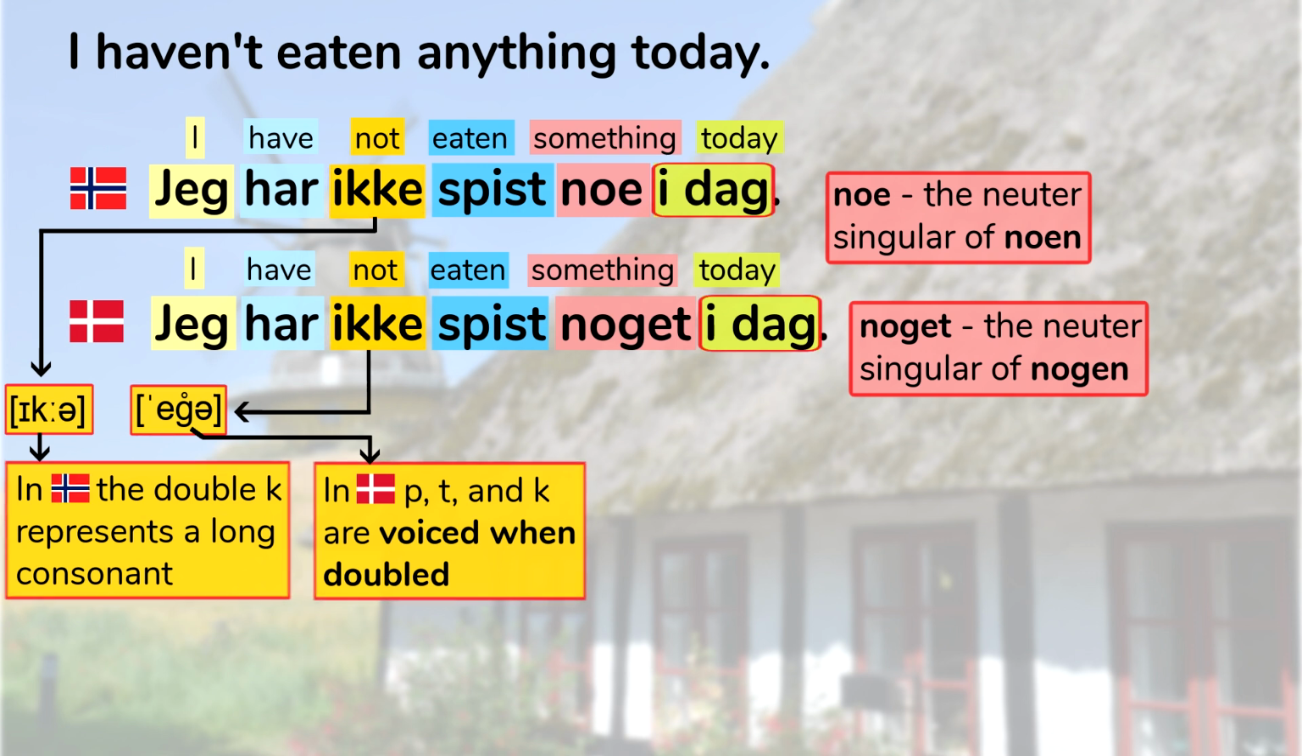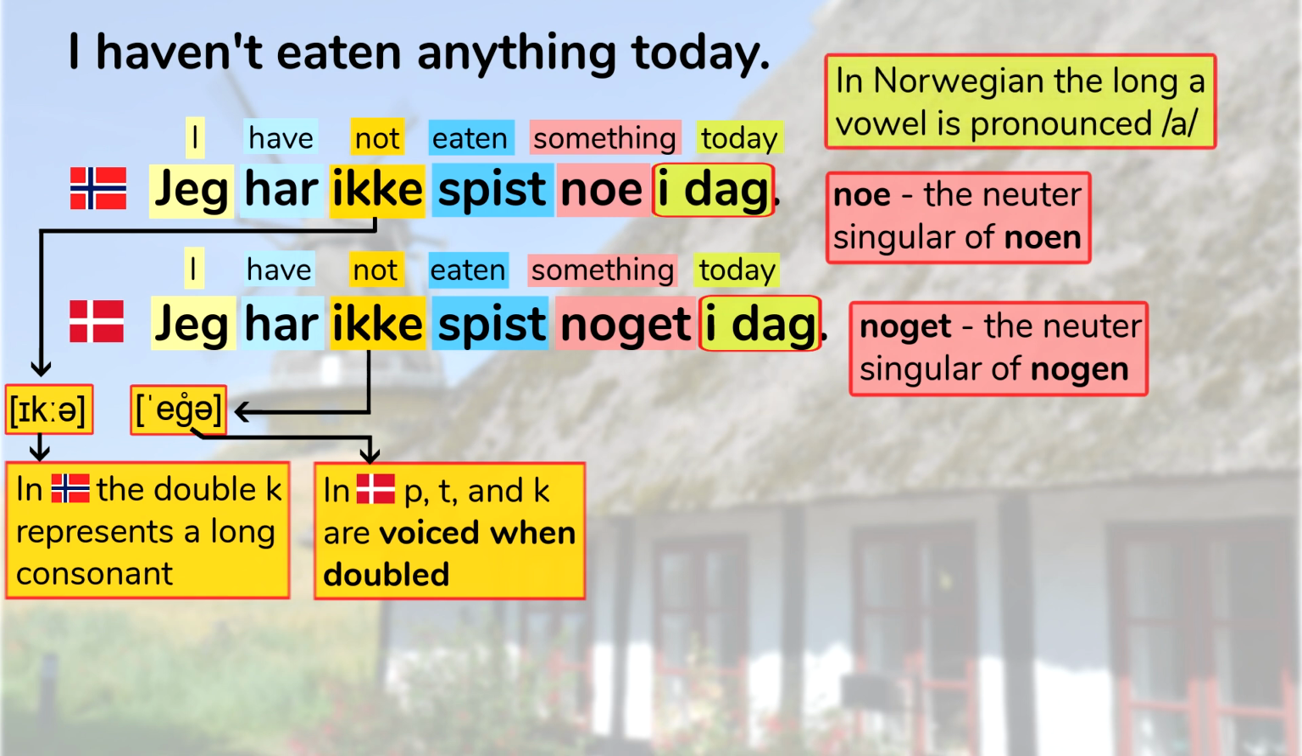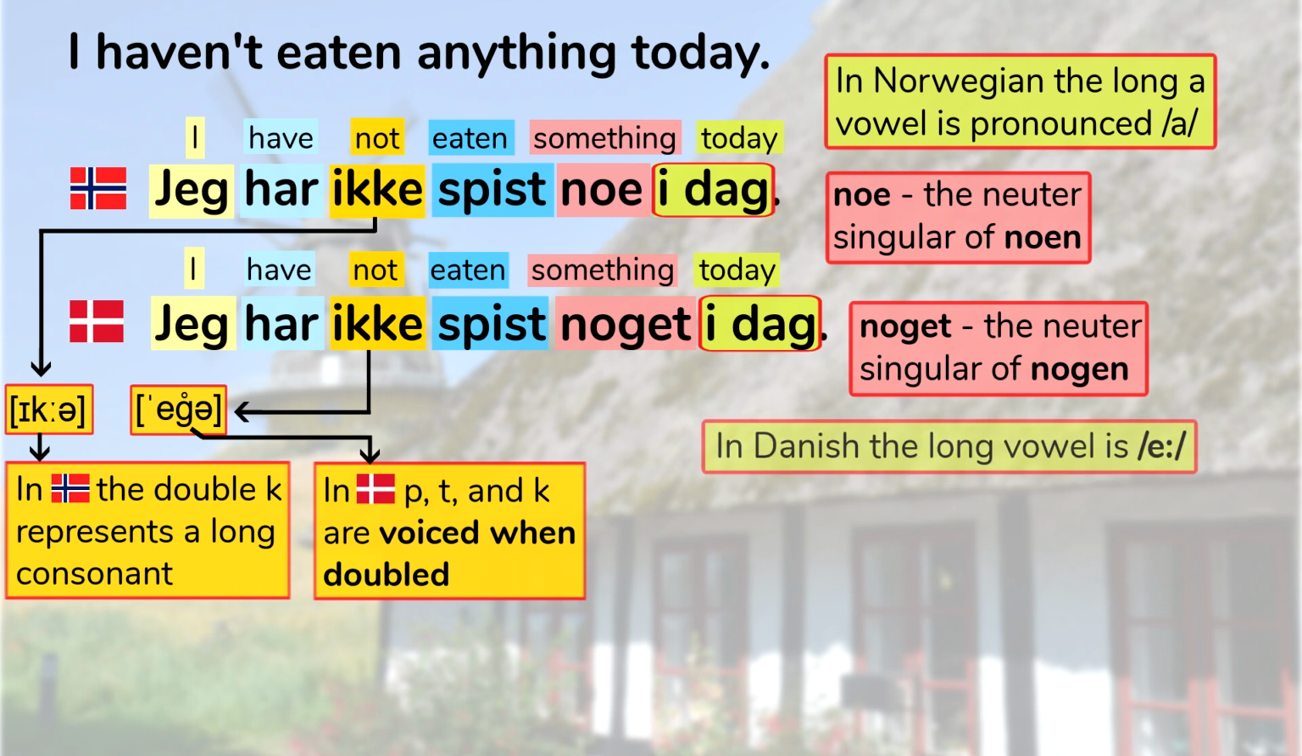Also notice the difference in pronunciation of this word. In Norwegian i dag, and in Danish, I dag. In Norwegian, the long A vowel is pronounced A, while in Danish it's pronounced E. And in Norwegian, the G is pronounced as G, while in Danish, a final G like this is silent, or an approximant that's almost silent, like a slight R sound.